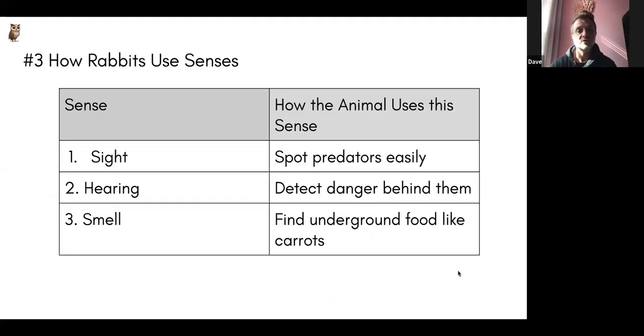So how animals use their senses? So we started talking about sight. Spots predators easily. Remember, its eyes are on the side. It can see a lot farther than we can. Hearing, detect danger behind them. Your ears, they're up high above your head. It can collect the sound waves. It can sense the danger. And then smell. All right, find underground food like carrots. They use their smell, their senses to stay alive and also to find food. Okay.